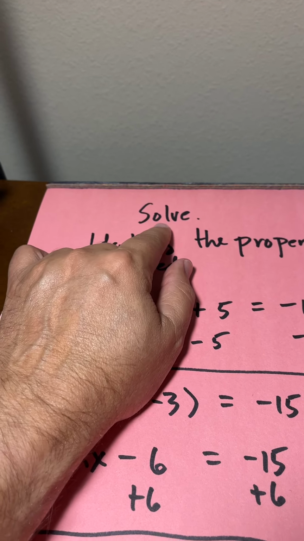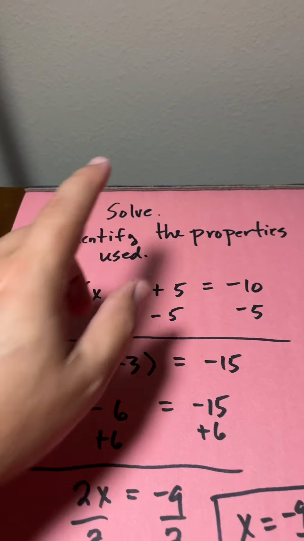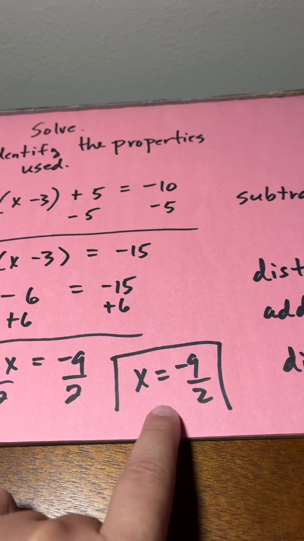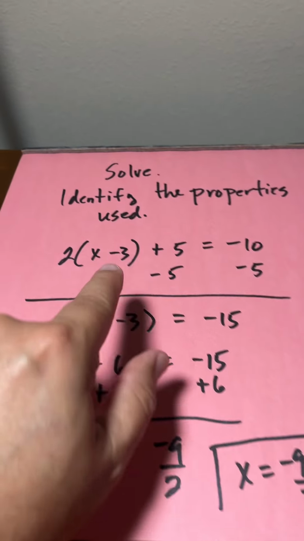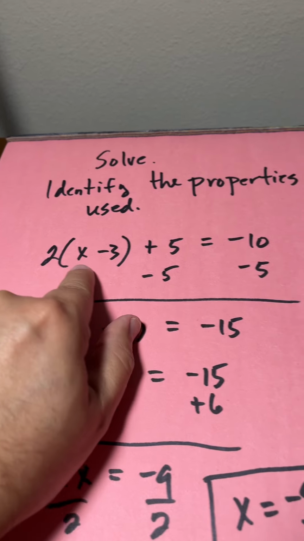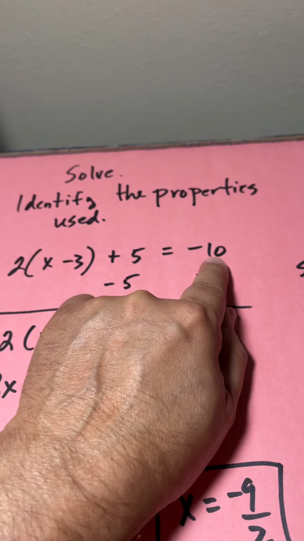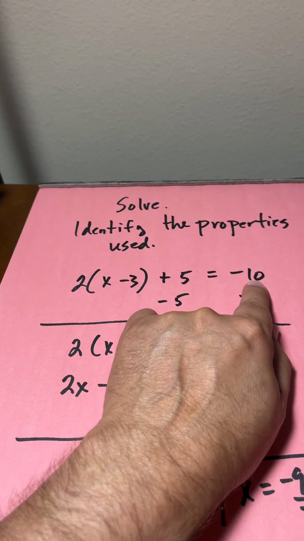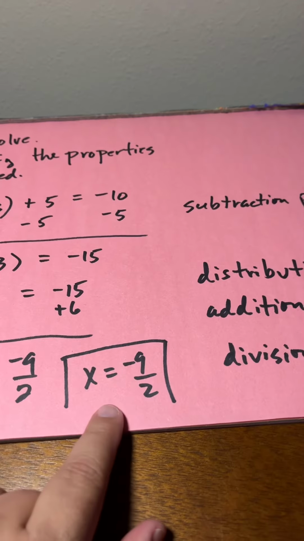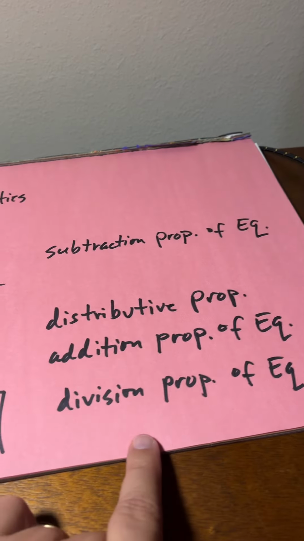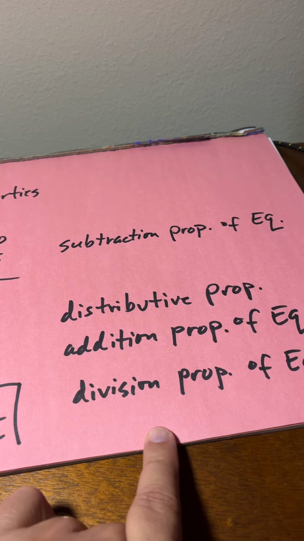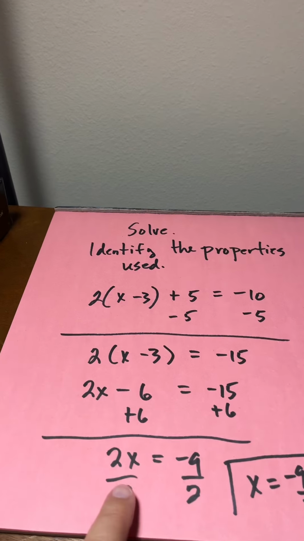To solve an equation means to find the number that would go in x's place. And if you were to do the math, it would result in a true equation. So we solved, the answer is this. We listed the properties that were used in order to solve that original equation.